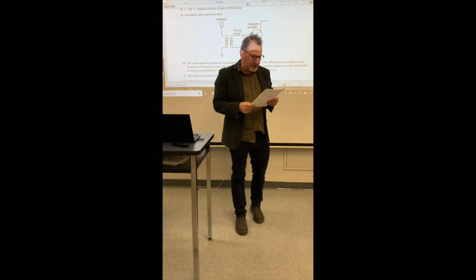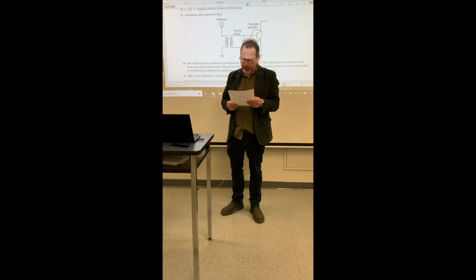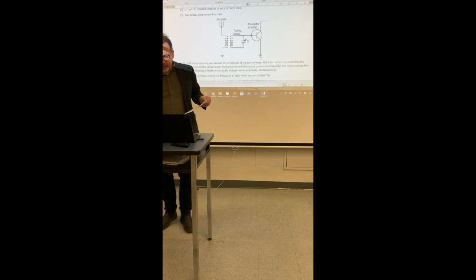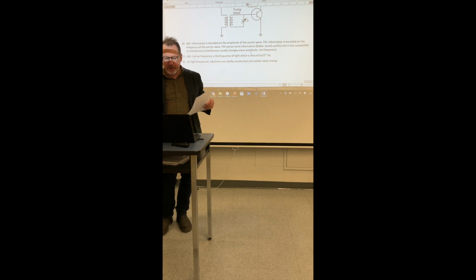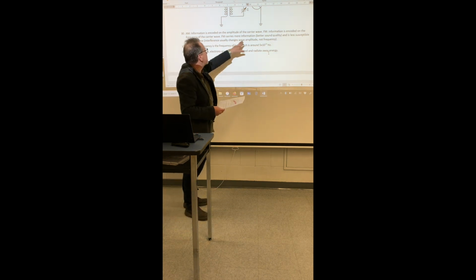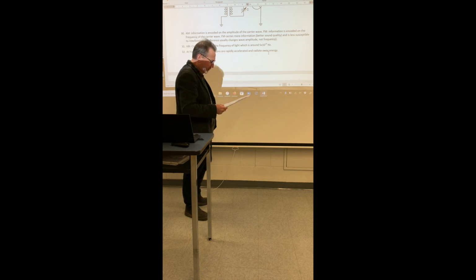Then explain the difference between AM and FM modulation. What are the advantages of FM? In AM, we encode the information on the carrier wave by changing the amplitude. In FM, we change the frequency to encode the information. FM carries more information, better sound quality, and it's less susceptible to interference. Interference usually changes the wave amplitude, not the frequency.